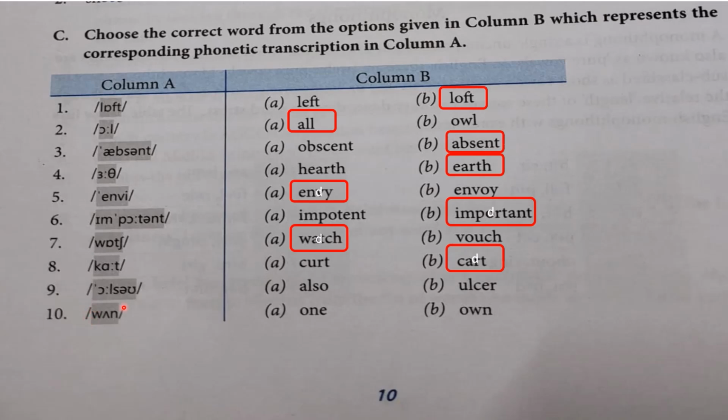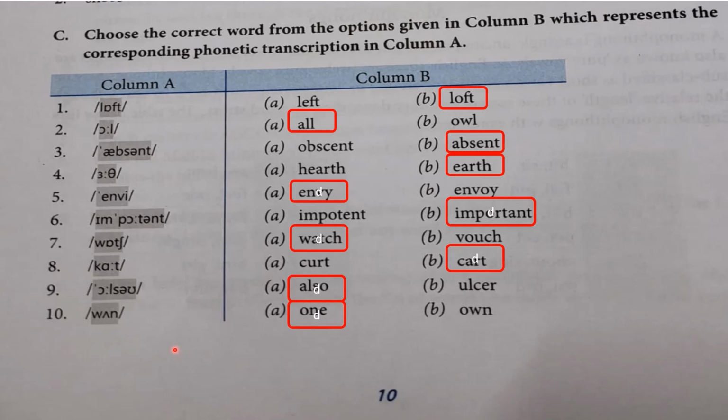Then next it is or. Also or ulcer. This is a short sound and this is a little bit longer sound. So the word should be also. Then the last one is a very short one. So the word should be one. It is own. It is wa. One. So maybe this is a little bit difficult, but I think you can try, students.